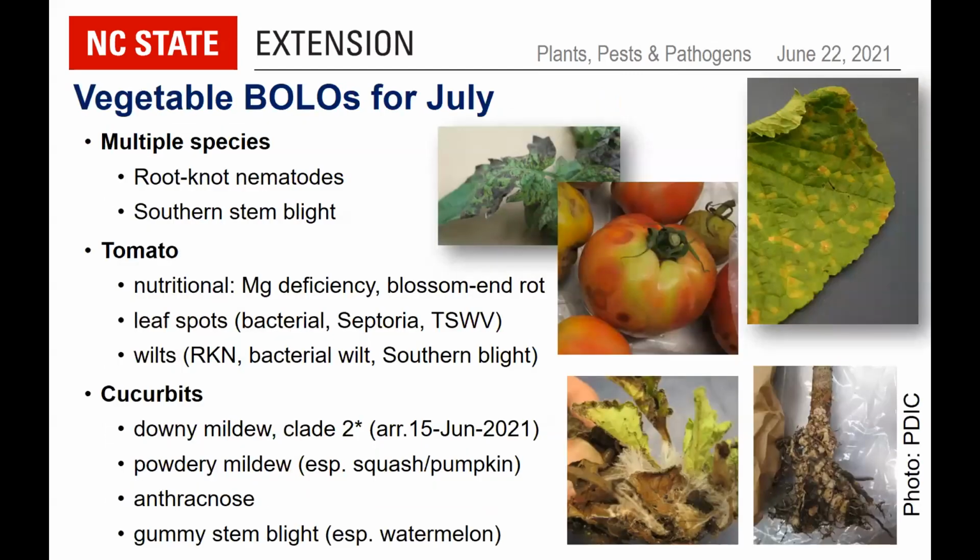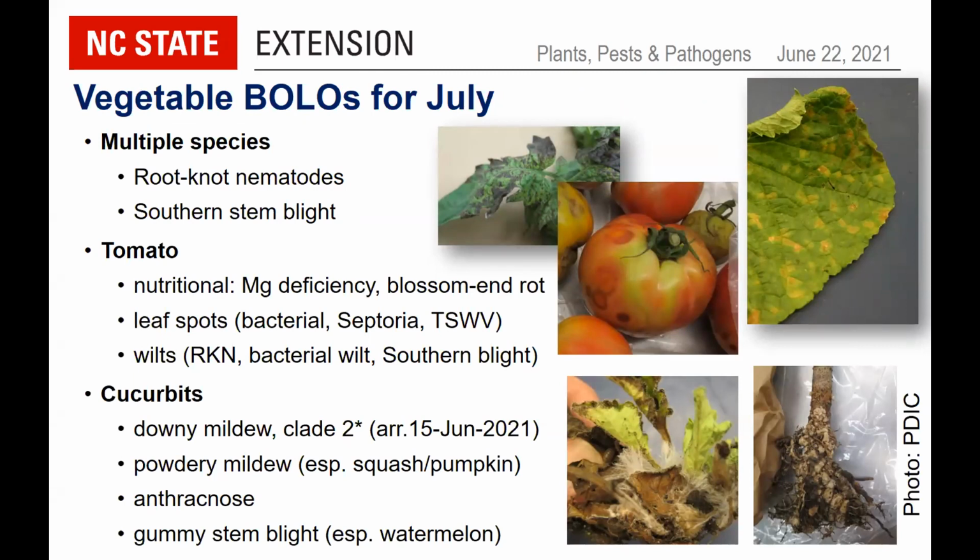In the vegetable garden, multiple species. We're going to have to consider the possibility of root knot nematodes. There's the photo I warned you about in the lower right there. That's on okra, but there are a lot of things, beets, beans, of course, tomatoes, cucumbers that can get that, many different vegetables.